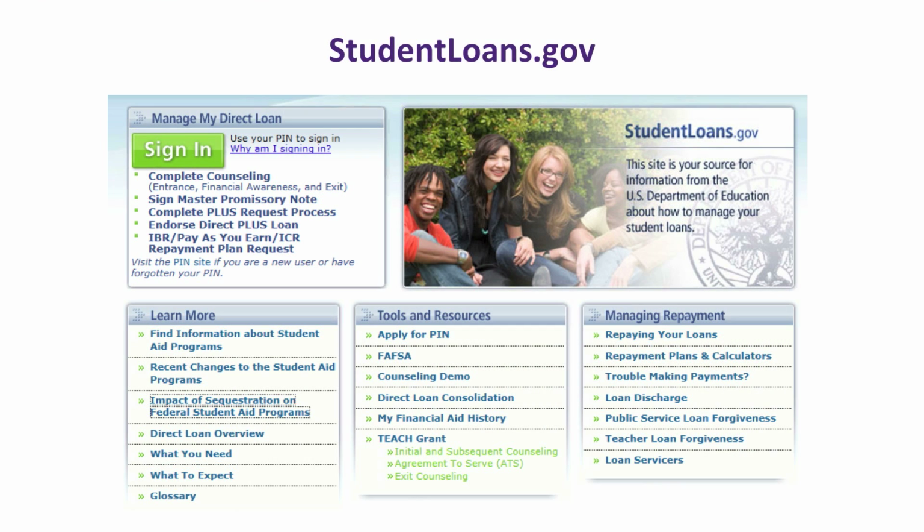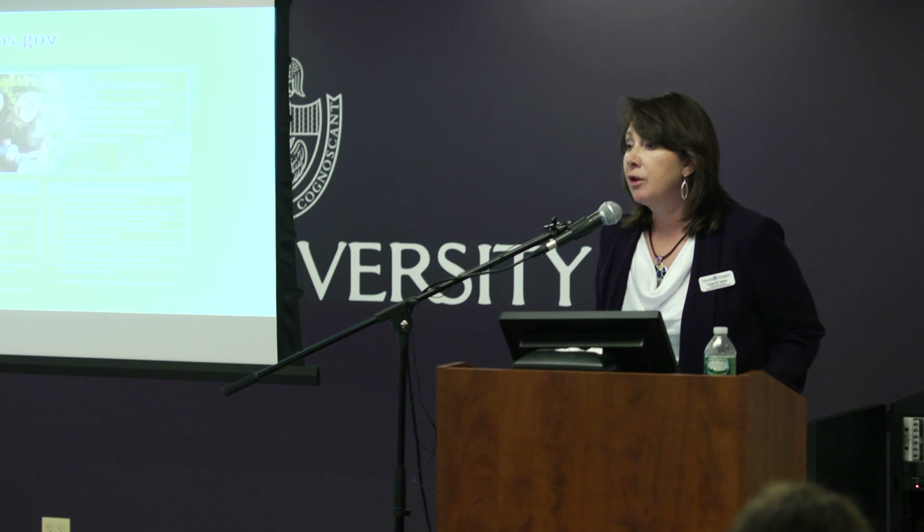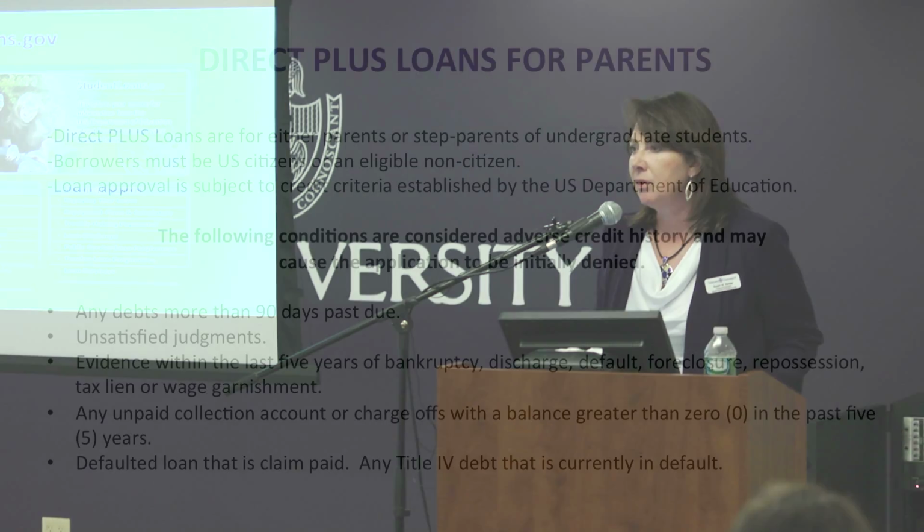Now, the entrance counseling and master promissory note are both done on the same website, studentloans.gov. They're done by the student with their FAFSA PIN number and other personal identifying information. And once these are done, they're good for 10 years, so they should not have to do them again.